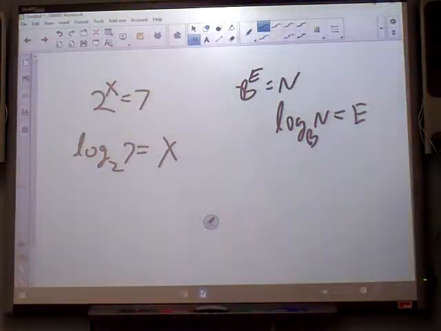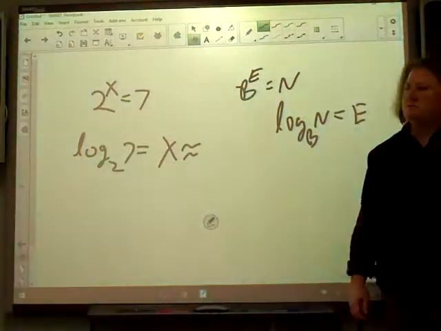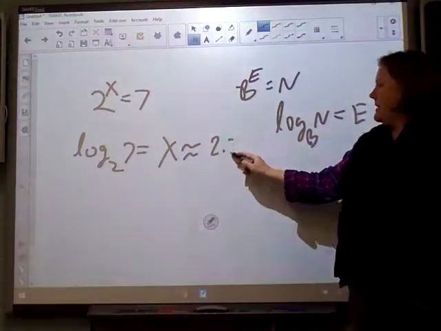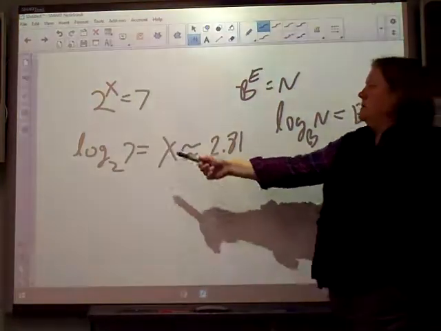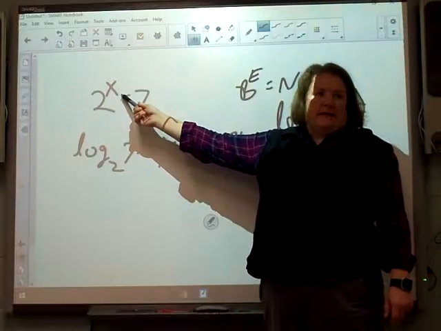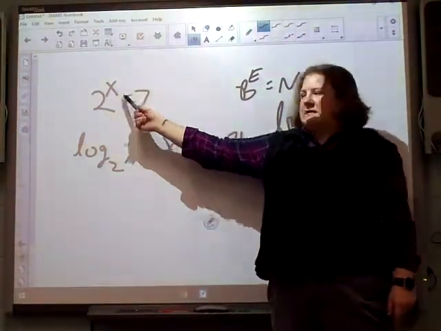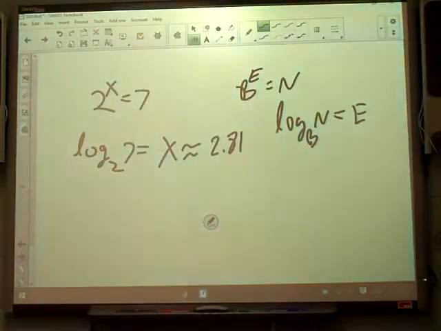Yeah, because there wasn't a same base. Very good, Chloe. So let's round it to hundredths. Give me 2 decimal places. They get about 2.81. Because if we did 2 cubed, that's 8, so it's got to be less than 3. If we did 2 squared, that's 4, so it's got to be bigger than 2. So that makes a common sense check for you. That's right.